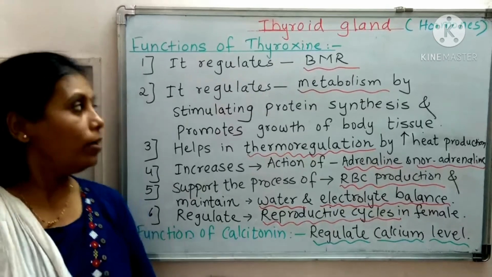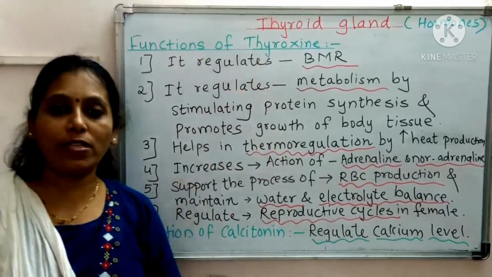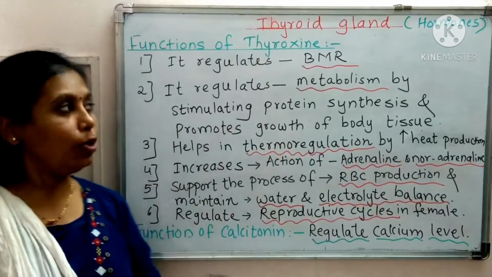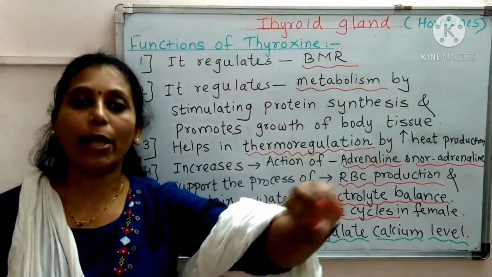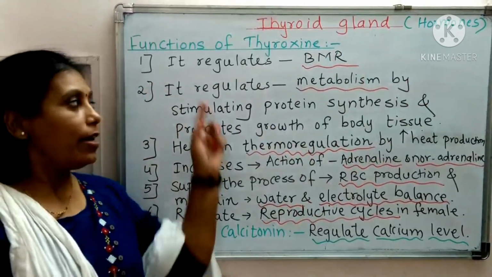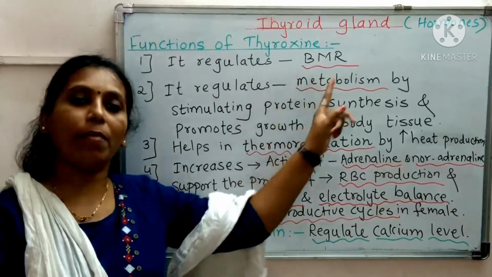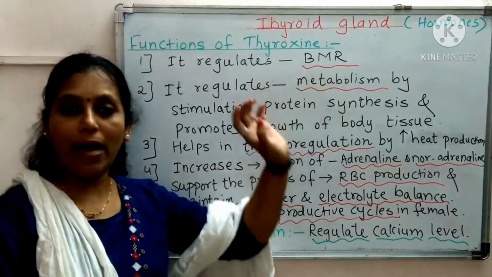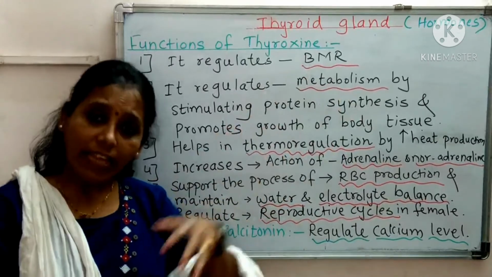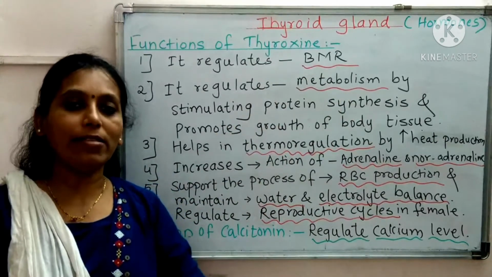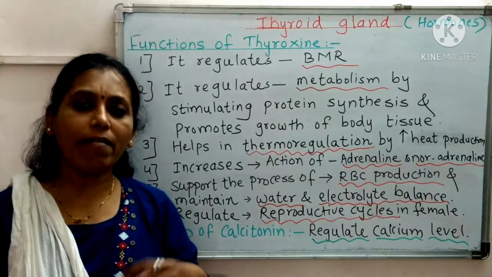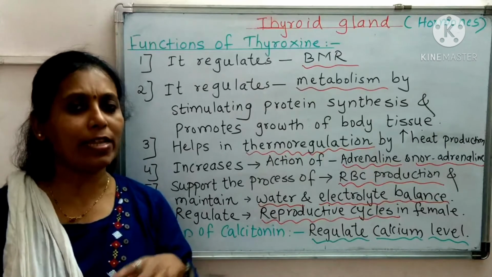We will study now the functions of thyroxine. Now thyroxine is one of the important hormones secreted by the thyroid gland. Let us study one by one. The first function is it regulates BMR. Now BMR stands for basal metabolic rate. In short, it is called metabolism. Metabolism is nothing but the chemical reactions which are going on continuously in the body.